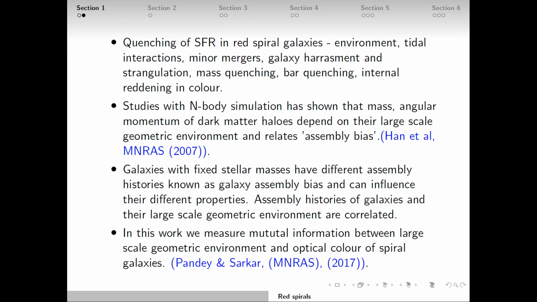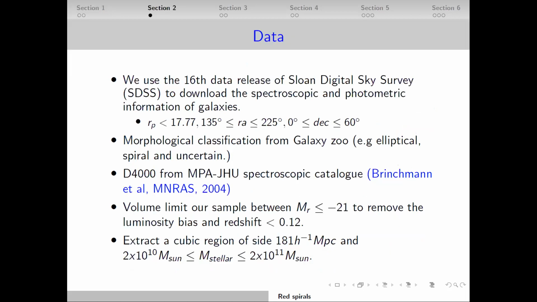And the assembly histories of galaxies and their large-scale geometric environment are correlated, and if a property is found to be sensitive to its large-scale geometric environment, it implies the effect of assembly history of that galaxy on that property also. Now, in this work, we try to determine if assembly histories of spiral galaxies are responsible for determining their optical color, and we do this by measuring the mutual information between large-scale geometric environment and optical color of spiral galaxies.